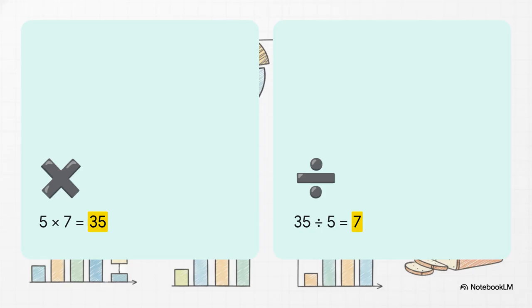If we look at these numbers side by side, we have 5 times 7 equals 35, and right next to it, 35 divided by 5 equals 7. It's basically magic. Every single multiplication fact can be instantly reversed into a division statement. So if you know your multiplication tables, you already know your division tables. They are literally two sides of the exact same coin.